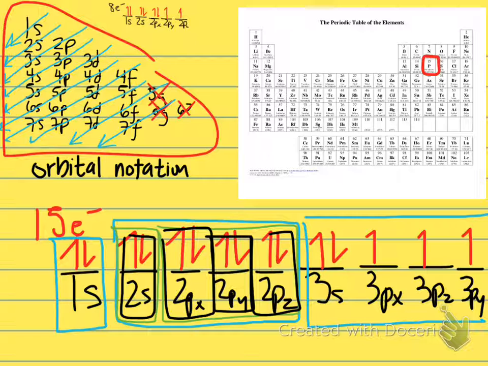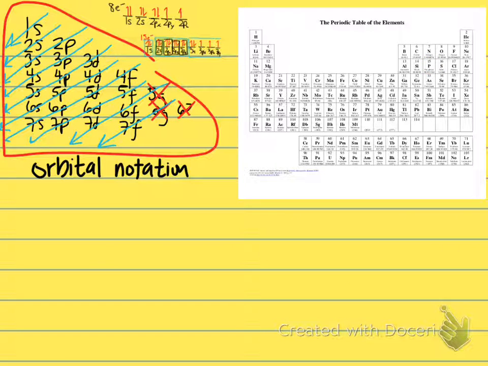Okay, let's do something that has a crossover. Let's do something that has 26 electrons. What element are we talking about? What would have 26 electrons? Iron. It's a weighty question.